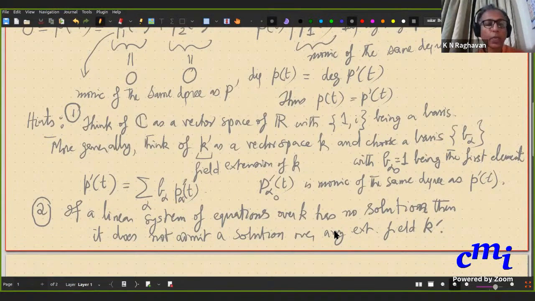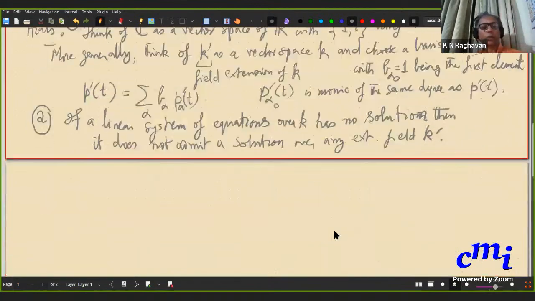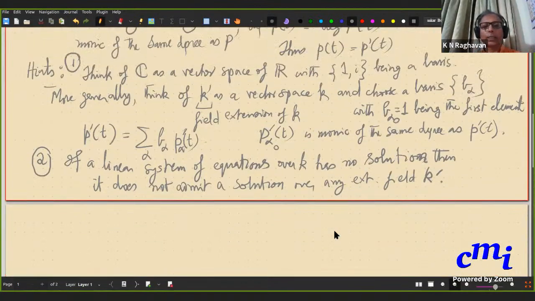I was thinking it's a homogeneous system, so it always has a solution, namely the zero solution. But we are not interested in the zero solution. Of course, the zero polynomial is always satisfied by a. The existence of a minimal polynomial of a certain degree means the existence of a non-trivial solution to a system of linear equations. So what I said is all right.